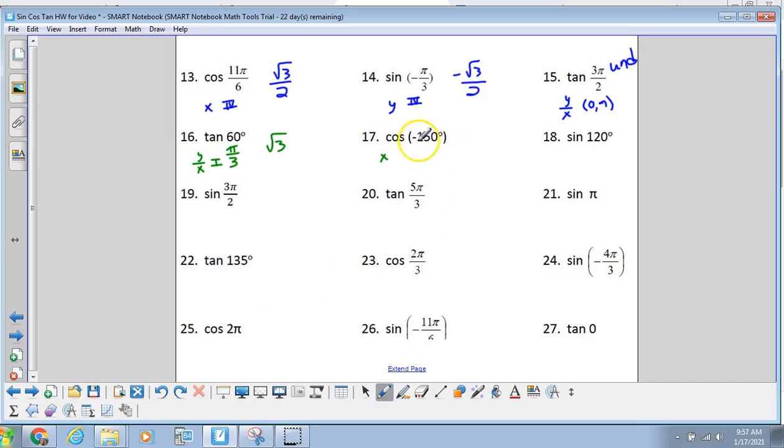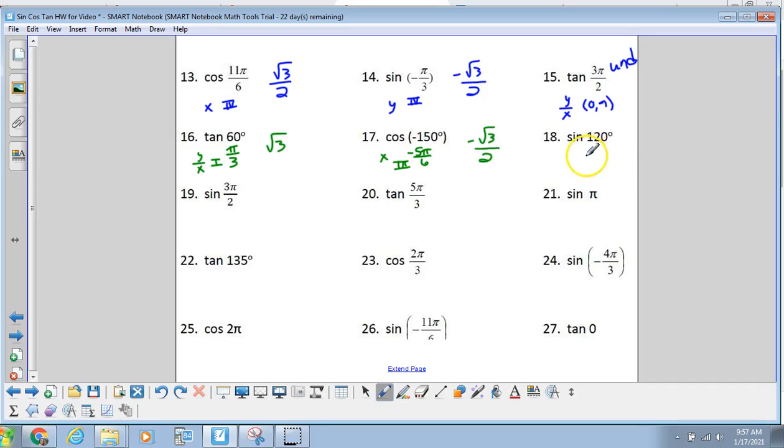Number 17, very similar issue, cosine is x. Negative 150 degrees is negative 5 pi over 6. It's also coterminal with 7 pi over 6. It is in the third quadrant, and our cosine, our x value for our pi over 6 family in the third quadrant, is a negative root 3 over 2.